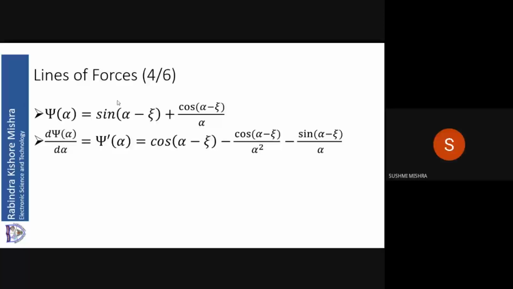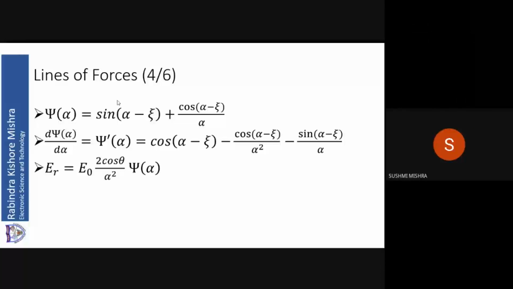you can write psi dash for simplicity or for compactness, I will use that letter. So this will be equal to, take the derivative, sine, derivative is cos, and then plus cos of alpha minus zeta by alpha, so cos alpha upon alpha. For that derivative, we'll get minus cos of alpha minus zeta by alpha square, when we take the derivative for 1 upon alpha. Then when I take the derivative for cos, it becomes minus sine of alpha minus zeta by alpha. So now we found psi alpha and psi dash alpha.